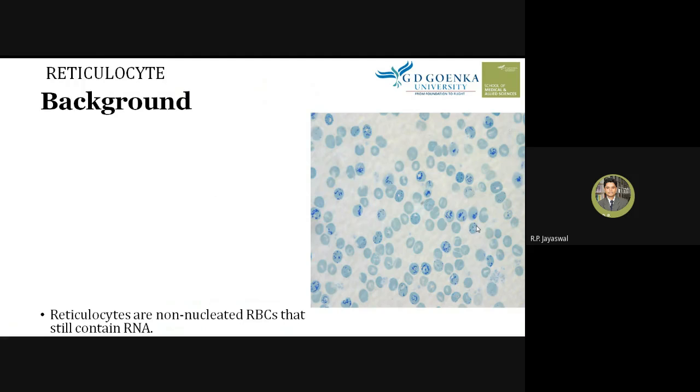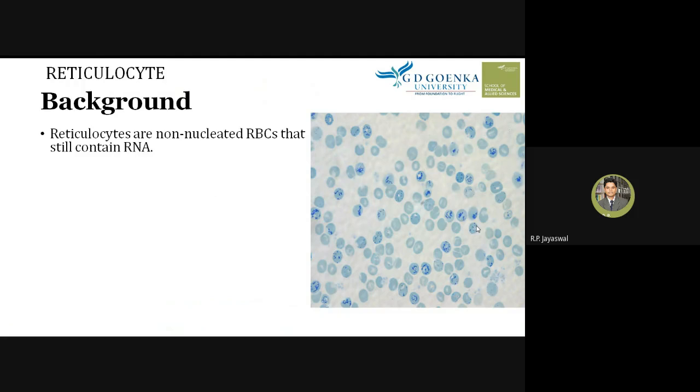know some background about reticulocytes, as reticulocytes are non-nucleated RBC that still contain RNA. This is the typical characteristic of reticulocytes. We can differentiate the mature red blood cell and immature red blood cells microscopically, and reticulocytes are immature red blood cells and usually contain RNA in their cytoplasm.